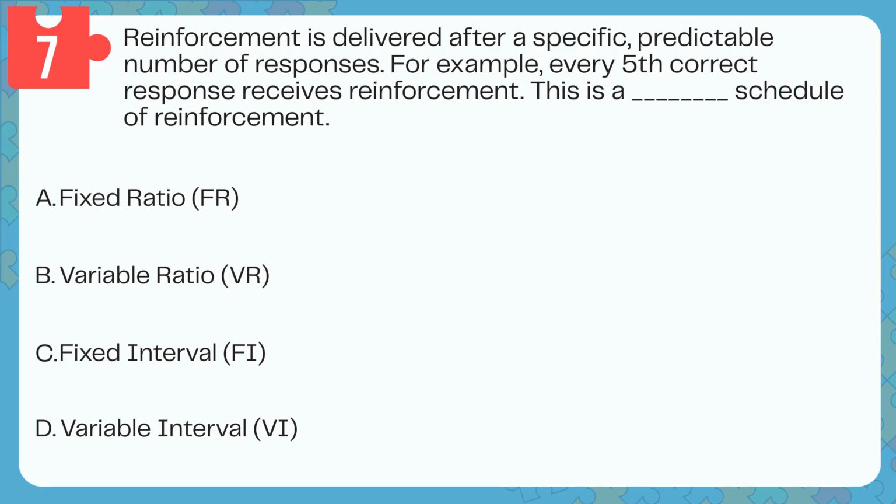Question 7. Reinforcement is delivered after a specific, predictable number of responses. For example, every fifth correct response receives reinforcement. This is a blank schedule of reinforcement. A, fixed ratio, FR. B, variable ratio, VR. C, fixed interval, FI. D, variable interval, VI.